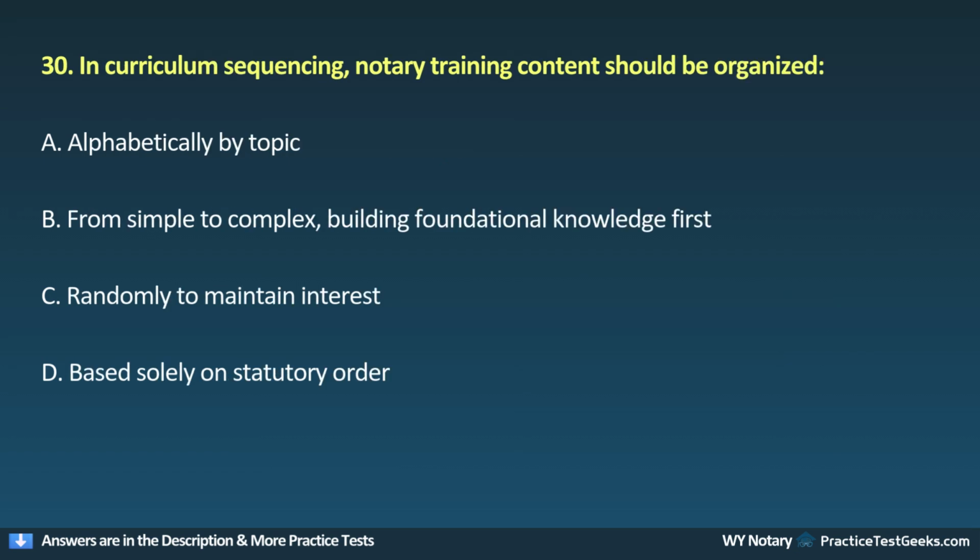30. In curriculum sequencing, notary training content should be organized A. Alphabetically by topic. B. From simple to complex, building foundational knowledge first. C. Randomly to maintain interest. D. Based solely on statutory order.